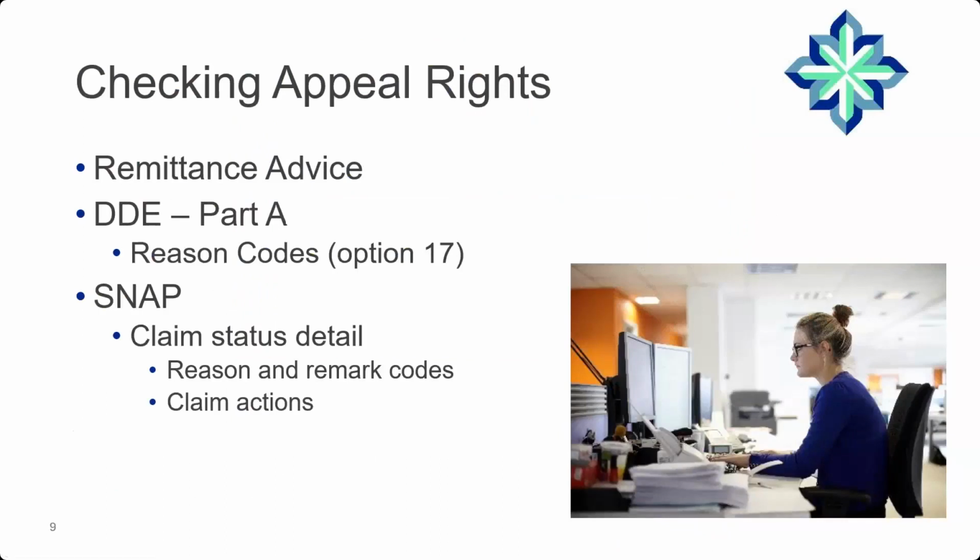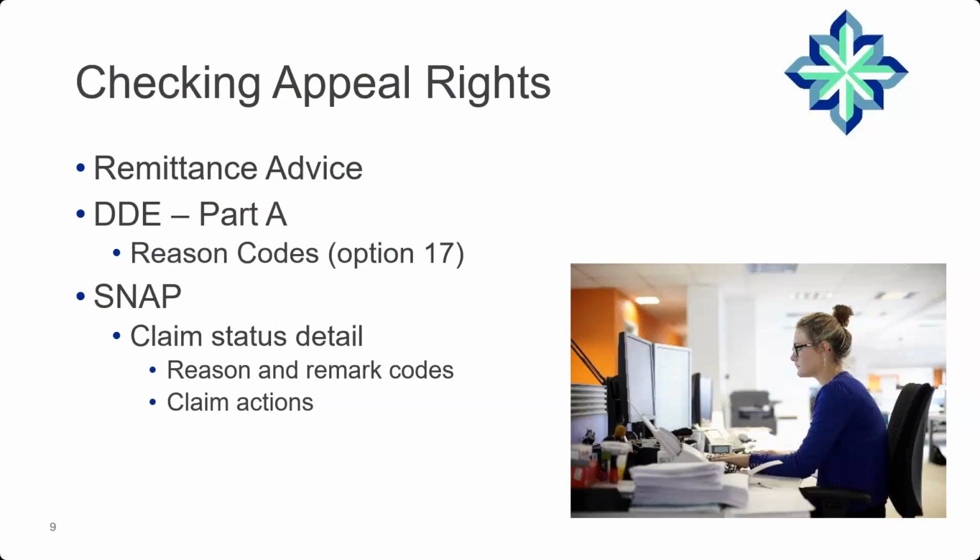Now we'll start with checking to see if the claim can be appealed. There are a few tools that can help you with this. First is the remittance advice. Here you can find payment information. If the claim did not pay in full, you will find claim adjustment reason codes or CARCs, and the remittance advice remark codes or RARCs, and that's going to provide an explanation as to why that claim did not pay in full.